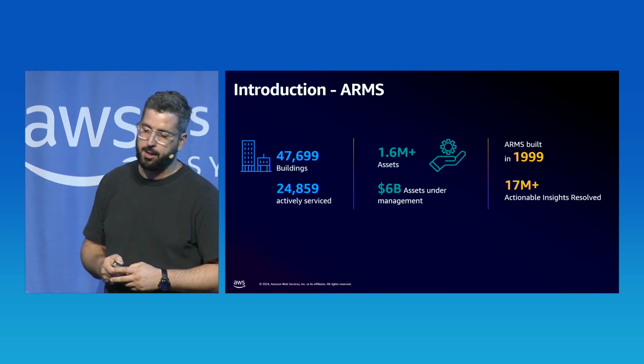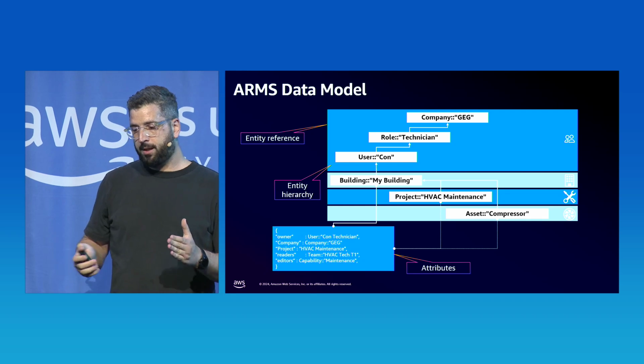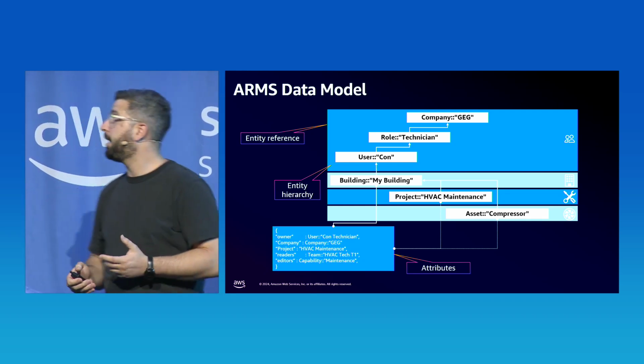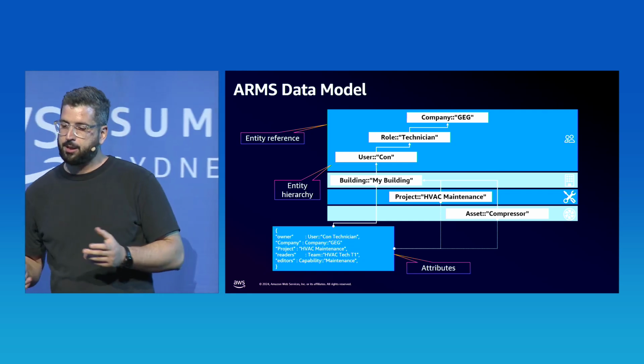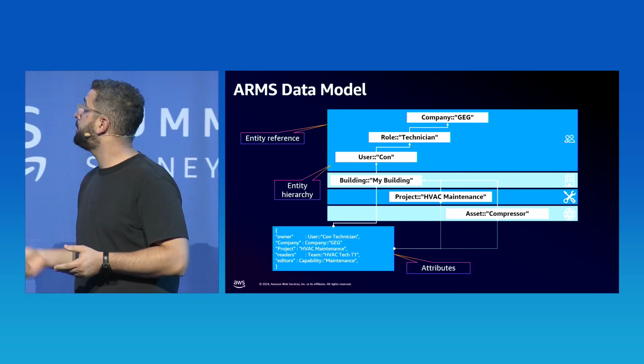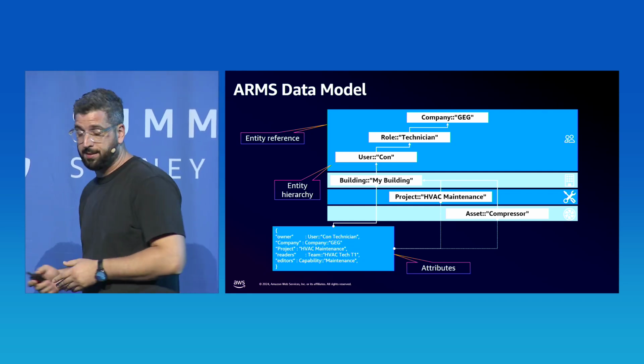across 1.6 million assets. Because of its broad involvement, ARMS has accumulated different personas over the years that has led to a complicated data model. Each user requires distinct permissions that might be linked to different entities. For example, a technician might require access to a specific building or even a specific technical asset.